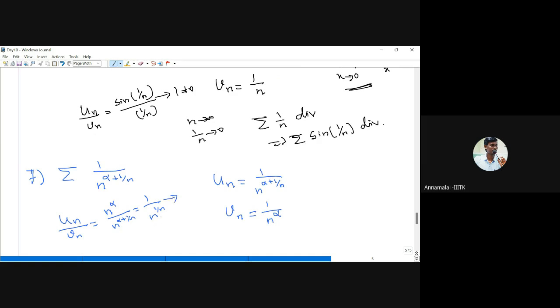1 by n power n converges to 1. Therefore, this totally converges to 1. Therefore, this is a non-zero number. Now, what can you say about the convergence of this series?